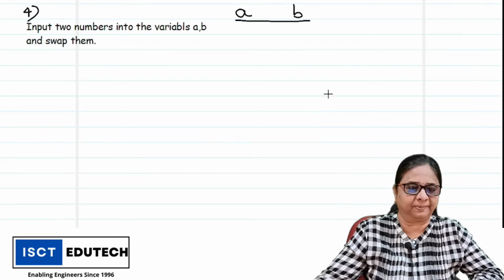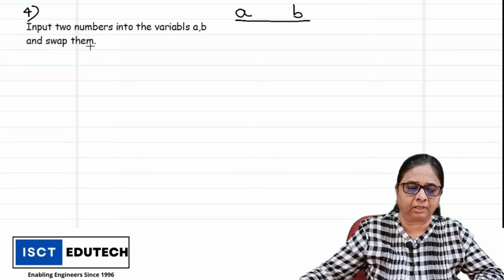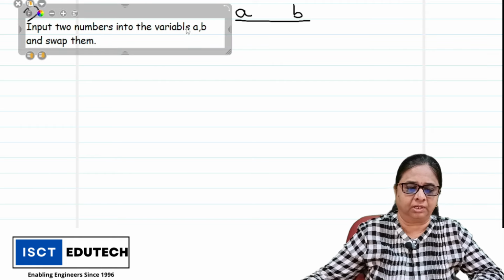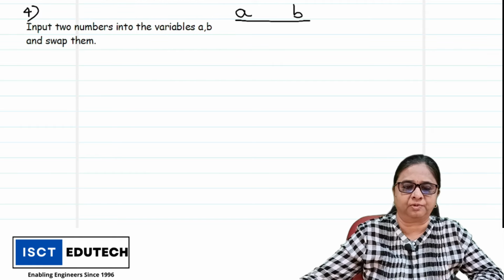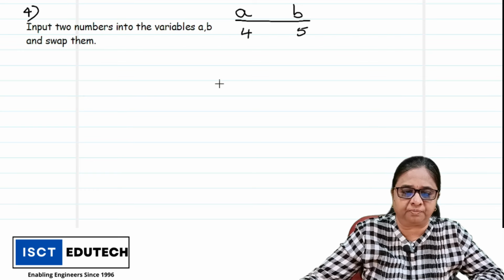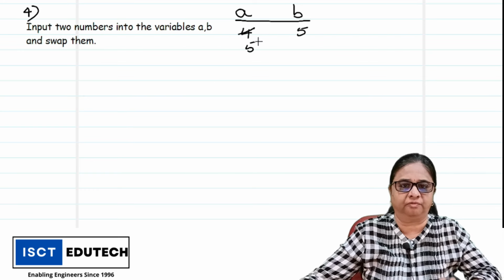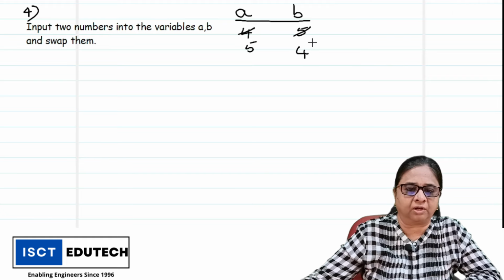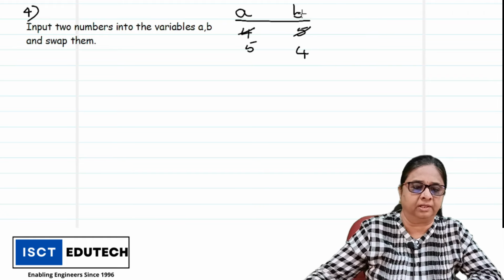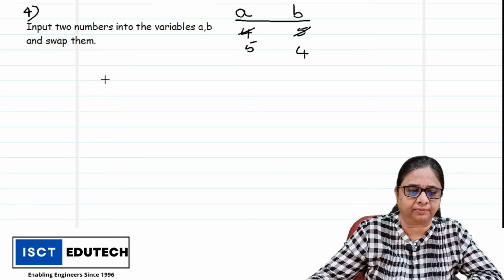Let's take the next example. One of the most important examples. Input two numbers and swap them. What do you mean by swap? Swap means exchange. Let's understand the problem definition. Suppose if I give the numbers as 4 and 5, what should happen? A should become 5 and B should become 4. We are swapping them. What is the logic for this? So A should go to B and B should go to A. So let's take the flowchart for this. Start.